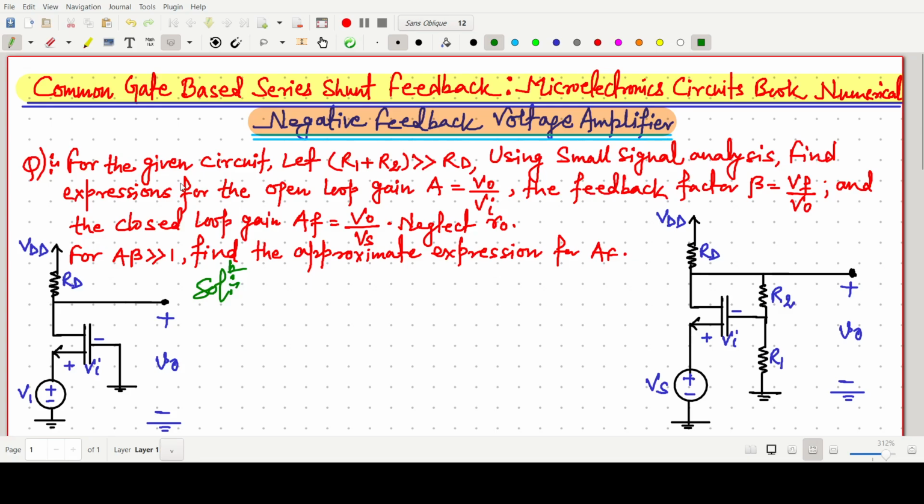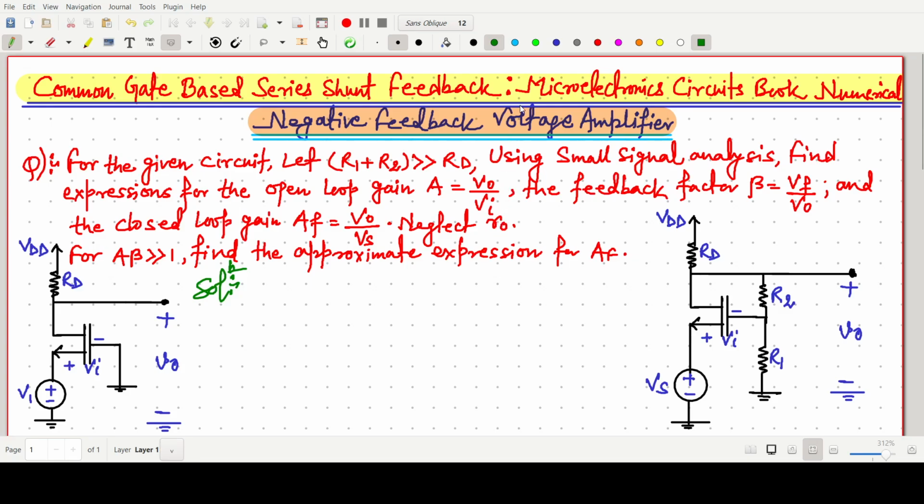So what is the question? For the given circuit, there are some details given. I have already made the circuit. This circuit is given here where R1 plus R2 is much greater than RD. Using a small signal analysis, find the expression for the open loop gain A, V naught by Vi.